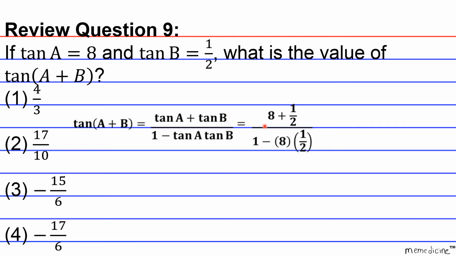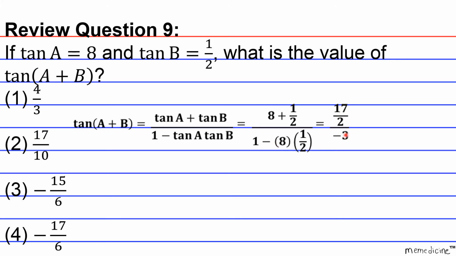So 8, which is the tangent of A, plus 1/2 divided by 1 minus 8 times 1/2. So we're going to simplify. 8 plus 1/2 simplifies to 17/2 because if you multiply 2/2, 8 can be seen as 16/2, and when you add the 1 to the 16, you get 17 in the numerator. So 17/2 divided by -3. And this denominator is -3 because if you multiply 8 times 1/2, it's the same thing as dividing 8 by 2, which is going to yield 4, and 1 minus 4 is -3.